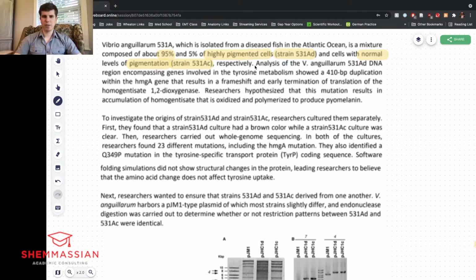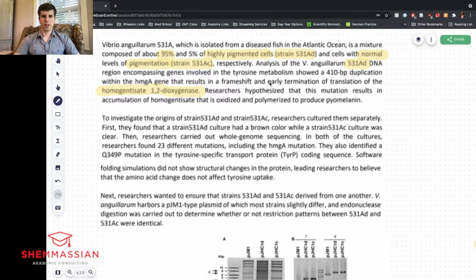Okay, now we're going forward. Analysis of V. angularum 531AD. Okay, we're still talking about 531AD. DNA region encompassing genes involved in tyrosine metabolism showed a 410 base pair duplication within the HMGA gene that results in a frame shift and early termination of translation of the homogentizate 1,2-dioxygenase. Okay, that's a lot. That is a heavy sentence right there. But what can we pull out? We can pull out homogentizate 1,2-dioxygenase, because that's from our questions.